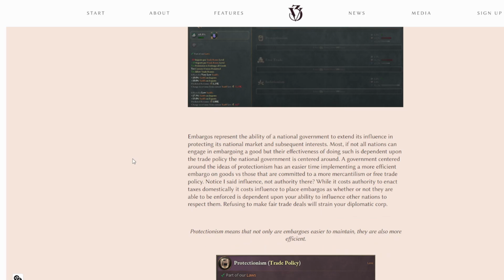Embargoes represent the ability of a national government to extend its influence in protecting its national market and subsequent interests. Most, if not all, nations can engage in embargoing a good, but their effectiveness of doing such is dependent upon the trade policy the national government is centered around. A government centered around the ideas of protectionism has an easier time implementing a more efficient embargo on goods versus those that are committed to a more mercantilism or free trade policy.